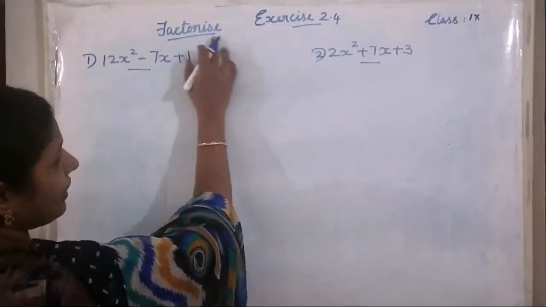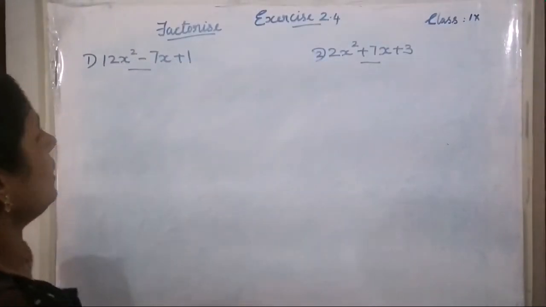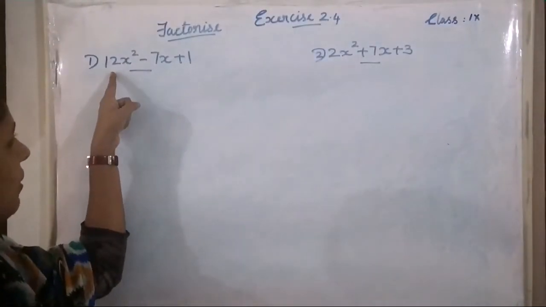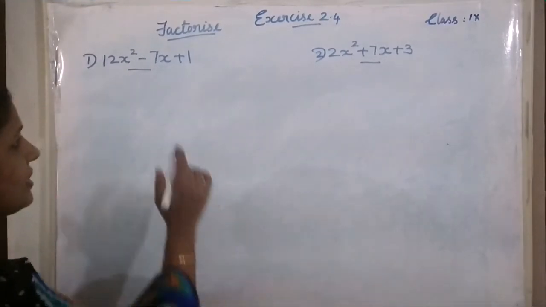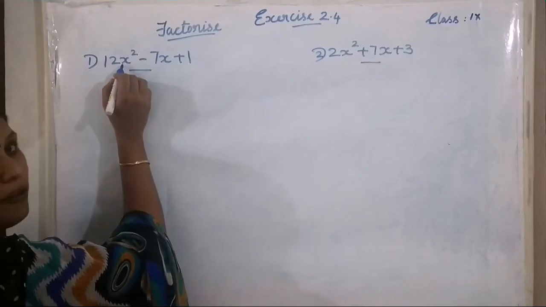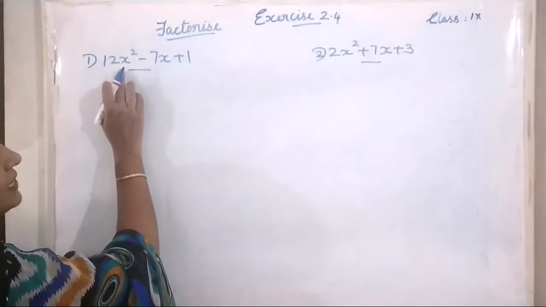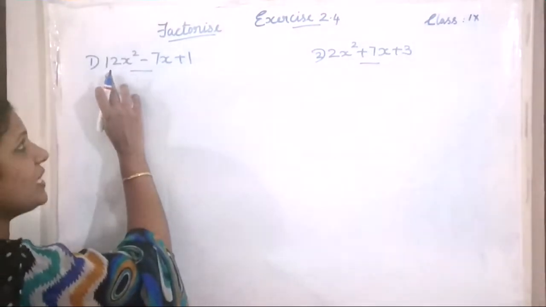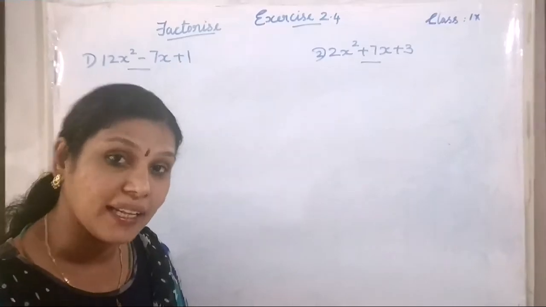That question is factorize. We have to factorize. The first question is 12x square minus 7x plus 1. Last year you studied that identity where the coefficient of x square is 1 here. But in the case of this one, the coefficient of x square is 12. So we factorize using another method.